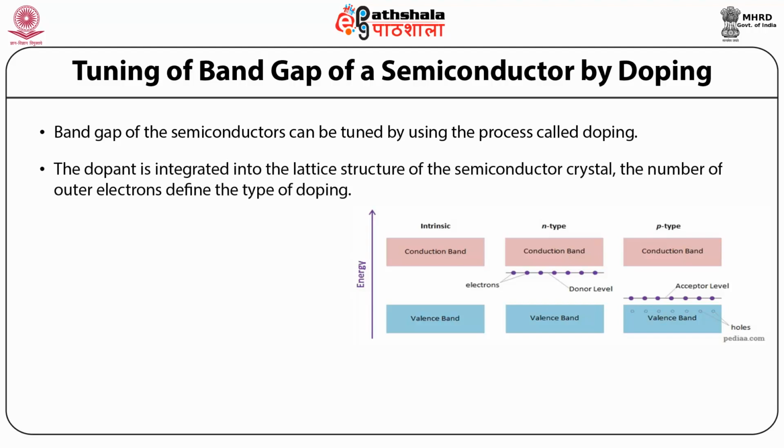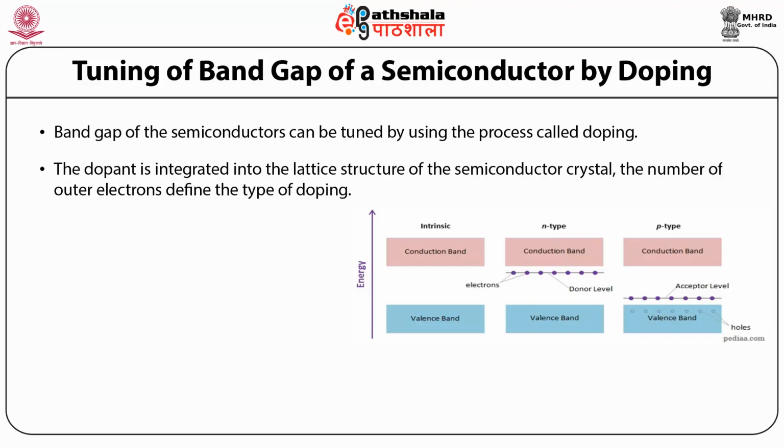The dopant is integrated into the lattice structure of the semiconductor crystal, which is shown in the figure. The number of outer electrons defines the type of doping. Elements with 3 valence electrons are used for p-type doping, and 5 valence elements for n-doping. The conductivity of a deliberately contaminated silicon crystal can be increased by a factor of 10 to the power 6.